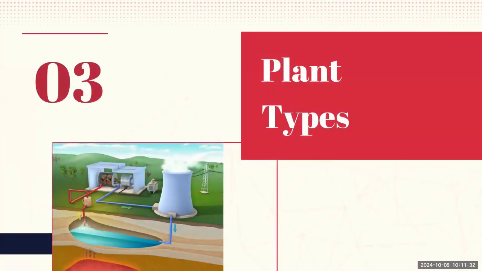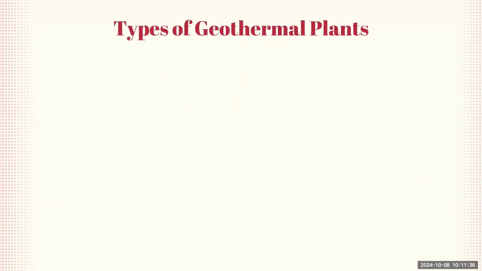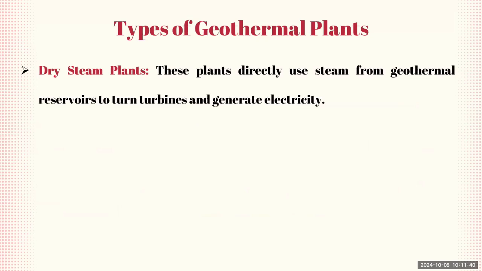Now, moving on, let's talk about the different geothermal plant types. There are three main types of geothermal energy power plants. The first type is called the dry steam plants. These plants directly use steam from geothermal reservoirs to turn turbines and generate electricity. This is the simplest and oldest type of geothermal plant.